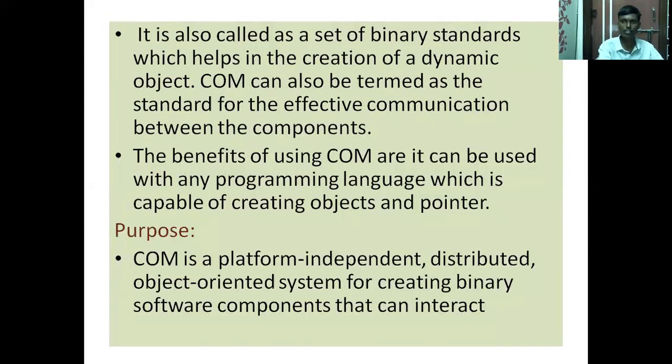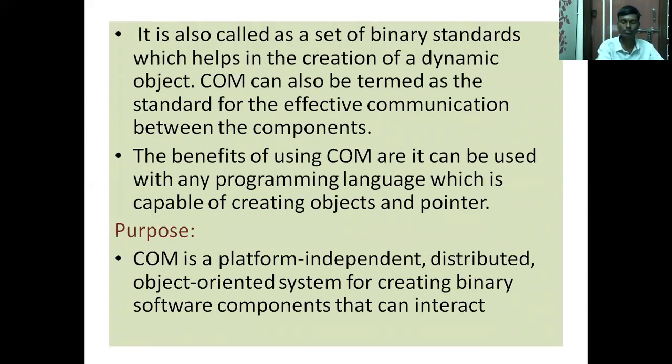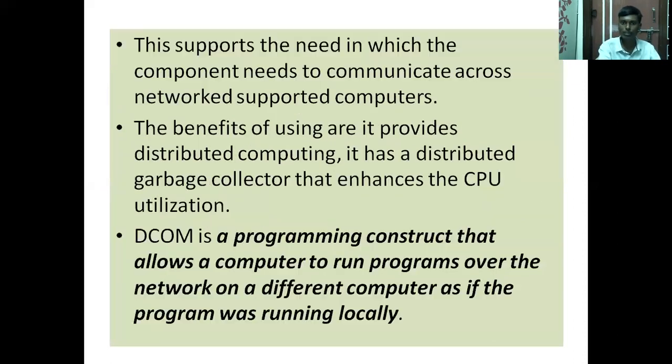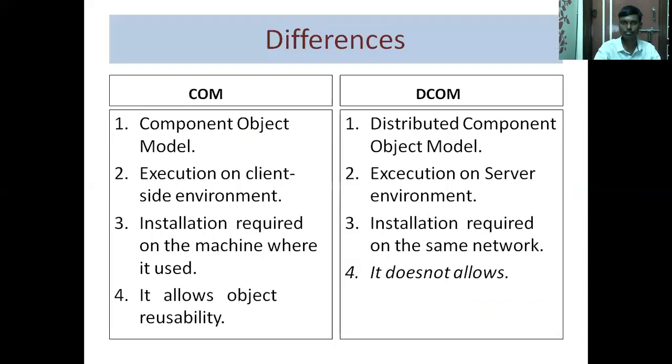Now I will give a brief summary about COM and DCOM. Here you can see COM. It is platform independent and irrespective of the programming language. This is a diagram. Let's have a look. DCOM is an extension of COM, the component object model software architecture. And we can see it is mainly for distributed applications. Here we can see the differences.